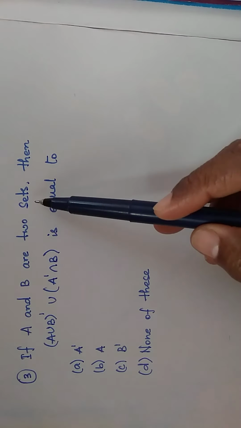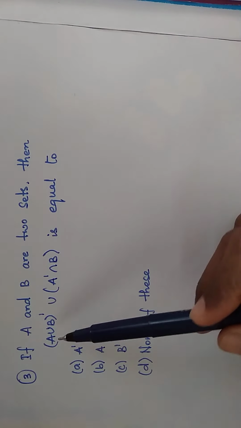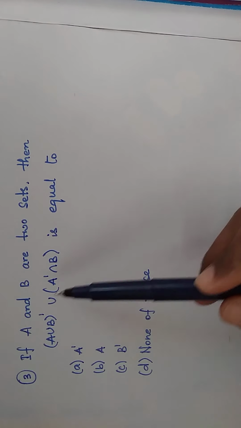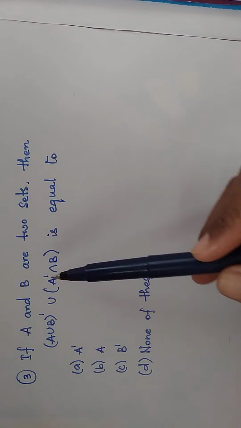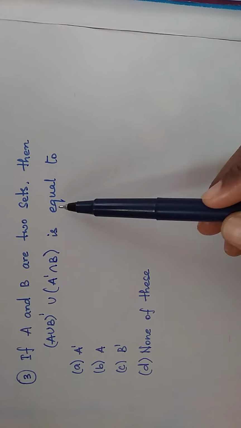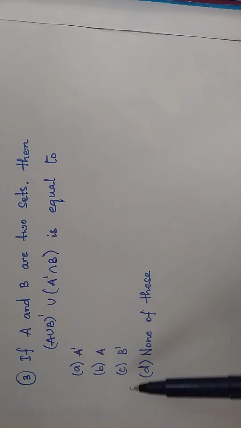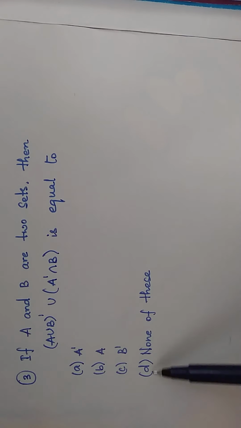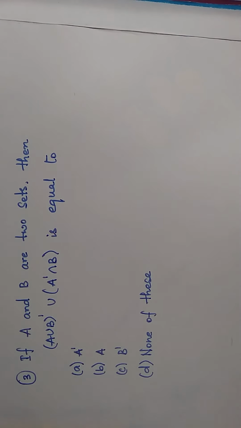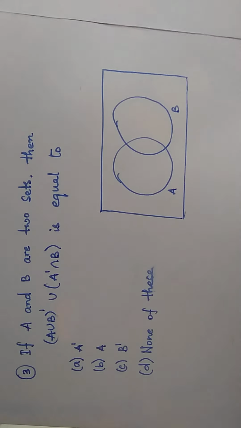If A and B are two sets, then (A union B) complement union (A complement intersection B) is equal to: option A, A complement; option B, A; option C, B complement; option D, none of these. Are you again thinking of De Morgan's law? No, don't go for it. Just think of the Venn diagram.